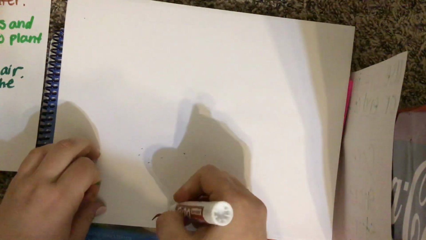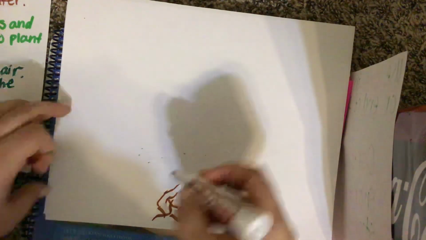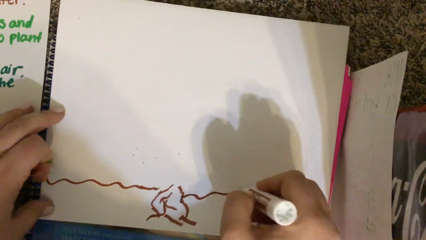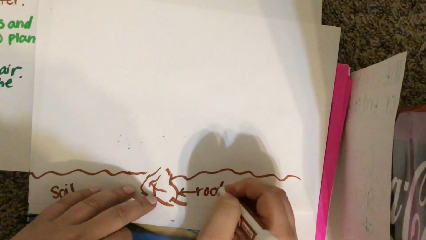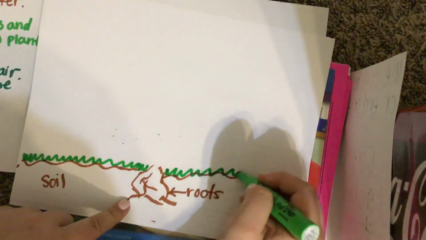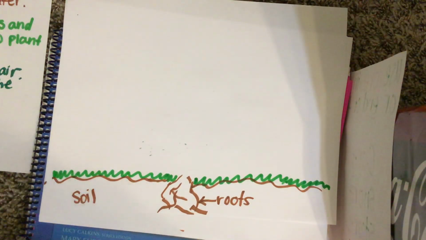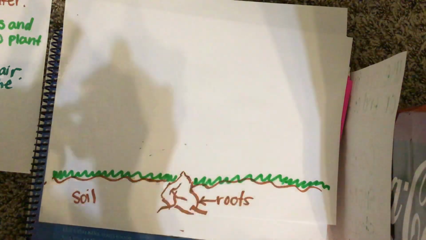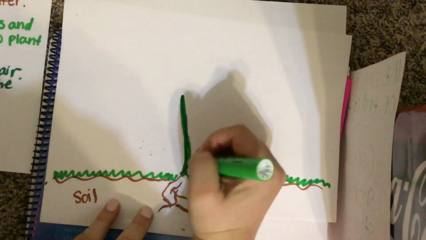We can't forget our roots because our roots are super important. So before you draw your stem, make sure you have your roots. And I'm going to draw it underground. So here's my soil. So this is soil. These are my roots. I'm going to draw some grass on top of the soil. Then we've got our roots here that lead up into our stem. I'm going to draw a flower, but you are welcome to draw a tree if you'd like to do that.